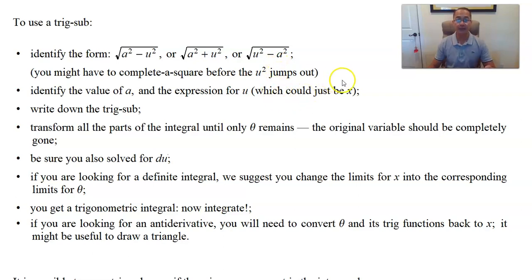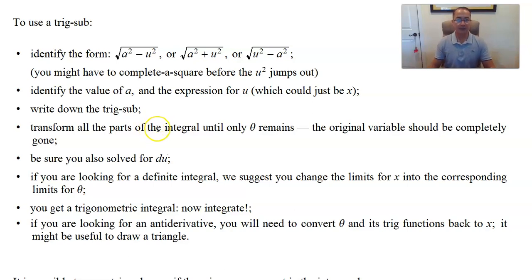So you remember the video where we did completing the square? Sometimes you might need to do that because you might have just a u term here or here or here. Don't forget completing the square. Once you do that, who is your a and who is your u? Identify them and write them down. Sometimes u is simply the x. Once you have decided on that, write down the trig sub. Go back to the table and pick, is it a times sine, a times tangent, a times secant, whatnot.